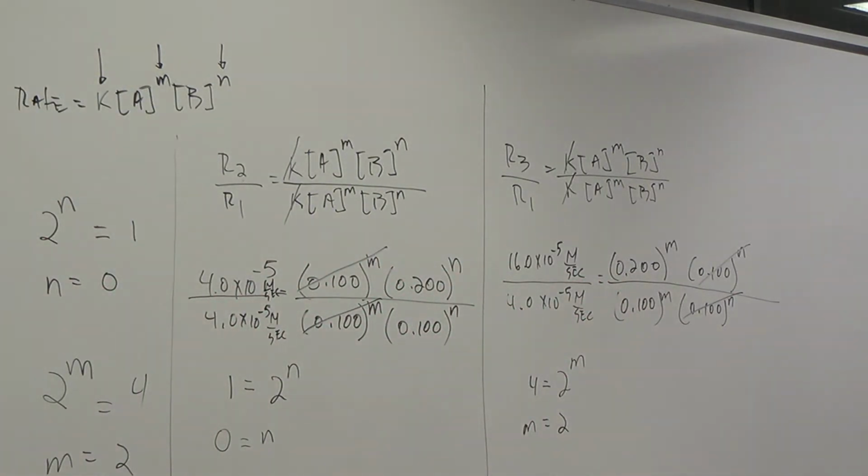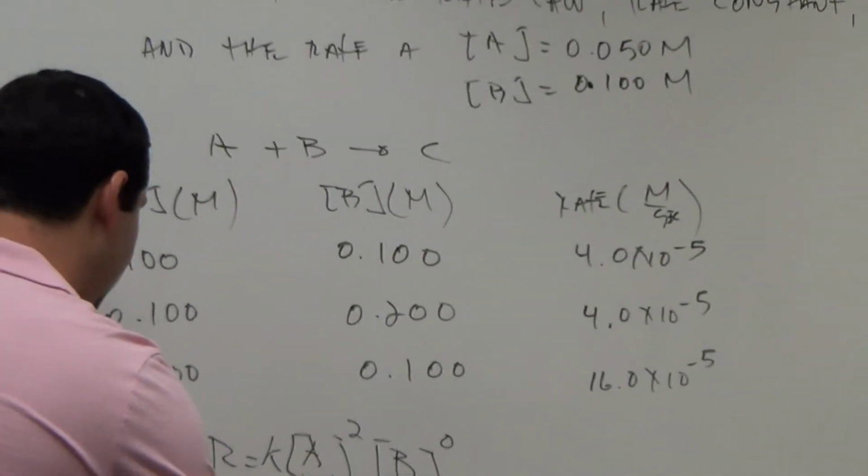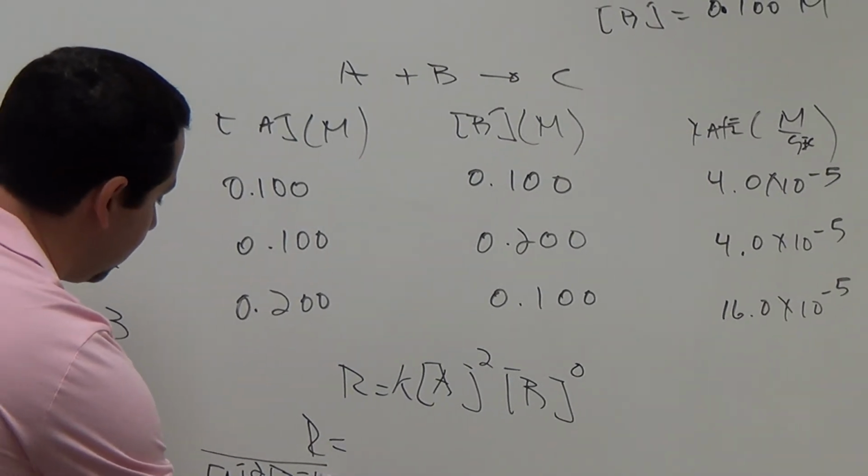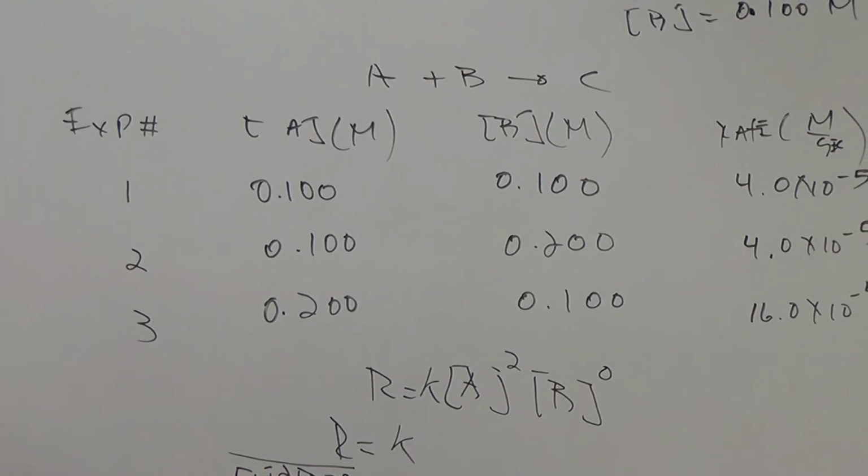So we are going to say that r is equal to k, A raised to what power? I already know what power A is raised to. Second power. Concentration of B raised to what power? To the 0th power. Okay? I have rate, I have concentration, so I'm going to solve for K. You divide the rate by the concentration of A raised to the 2nd power, divided by the concentration of B raised to the 0th power. That is equal to K.